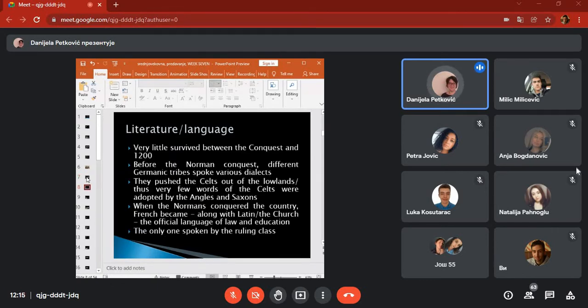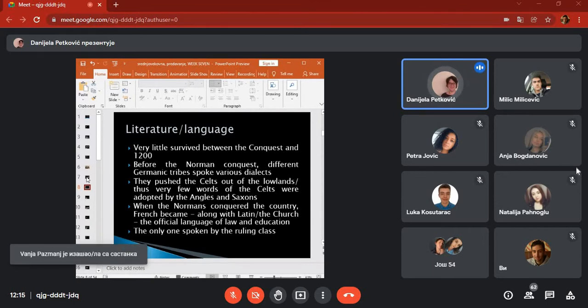As for literature and language, because that is what we are interested in, very little survived between the conquest and the beginning of the 13th century. Before the Norman conquest, you remember that different Germanic tribes spoke various dialects, and they pushed the Celts out of the lowlands. That's why the Celts inhabit the mountains, the hills of Scotland and of Wales and so on. One of the many results was that very few Celtic words were actually adopted by Angles and Saxons, and that's why you do not have very many Celtic words in the English language nowadays.